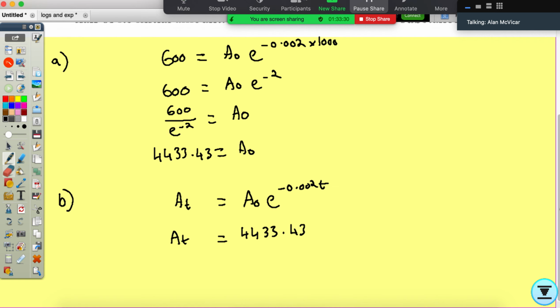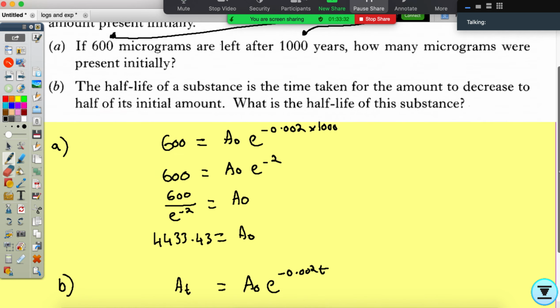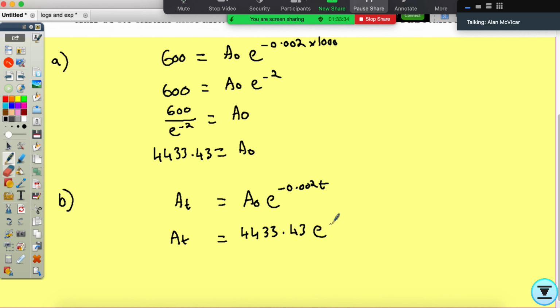It doesn't say anything in the question, does it? No. Okay. So A_t equals 4,433.43 e to the power of negative 0.002t. Right? That's what I know for this specific substance, when I had this amount available at the start. I want to know after how long I have half of this, right? So let's work that out.